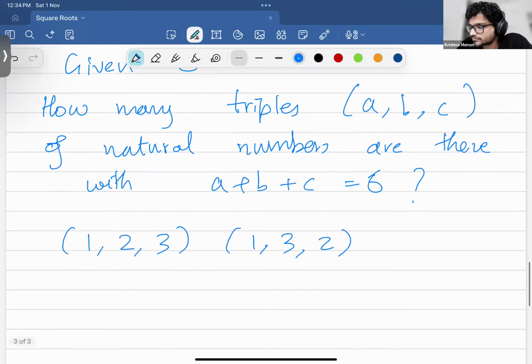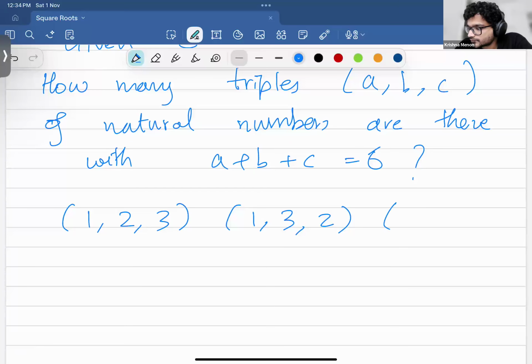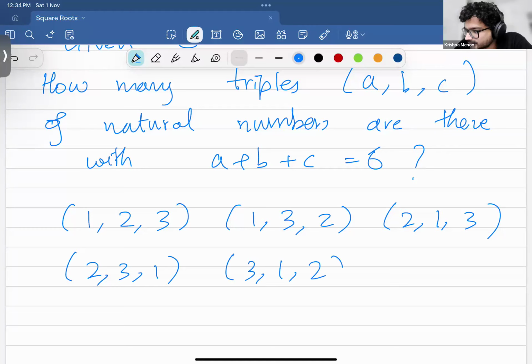The third pair is 2 plus 1 plus 3. The fourth pair is 2 plus 3 plus 1. The fifth pair is 3 plus 1 plus 2. And the last pair is 3 plus 2 plus 1. Okay, thank you, Madhusudan. Is there anyone who objects to this, who thinks maybe there should be fewer, there should be more?